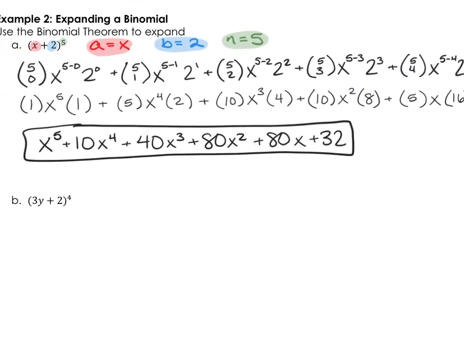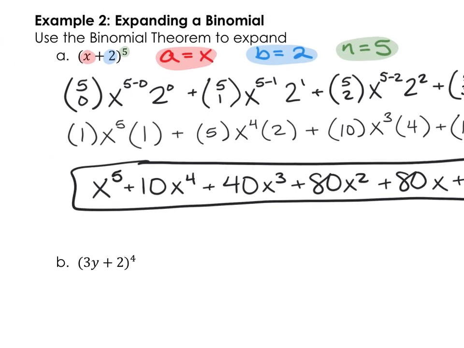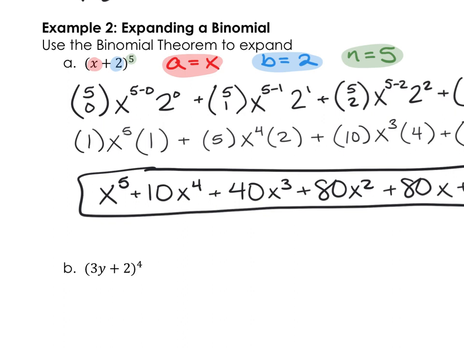So if we look down at this next one, let's do how we started A, and let's identify A, B, and N. In this problem, what is going to be A? 3y. The whole first term becomes A in my pattern. What is B? 2. That's nice. Powers of 2 are nice. And what's N? 4. A smaller number. Hooray! So we actually are not going to have to expand as many times because it's only to the 4th power instead of to the 5th power.